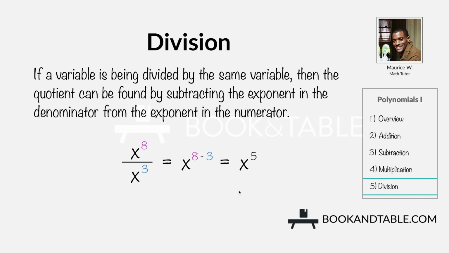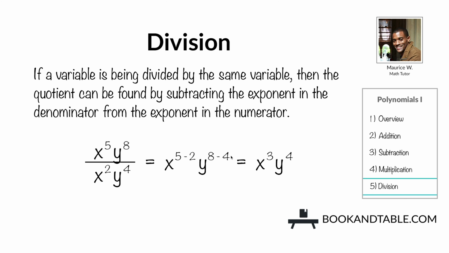First, a quick review of exponents and division. If a variable is being divided by the same variable, then the quotient can be found by subtracting the exponent in the denominator from the exponent in the numerator. So for example, the variable x can only be divided by x. When we do so, you take the exponent in the numerator and subtract the exponent in the denominator, giving you x to the 8 minus 3. And 8 minus 3 is equal to 5.